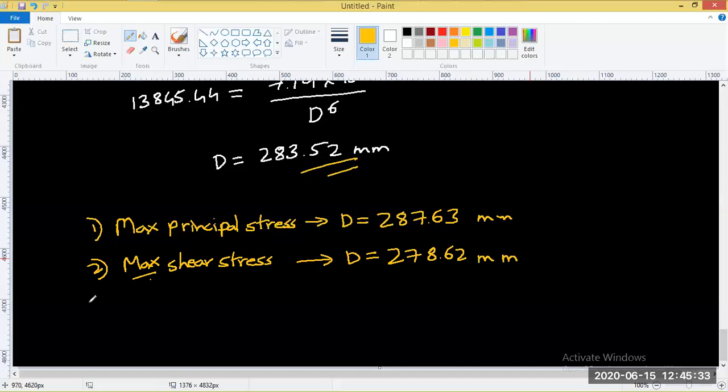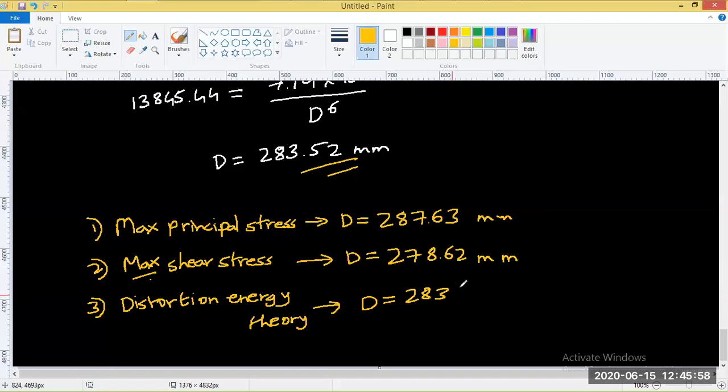And according to the last one, that is von Mises or distortion energy theory, according to that, the last value we got as 283.5.